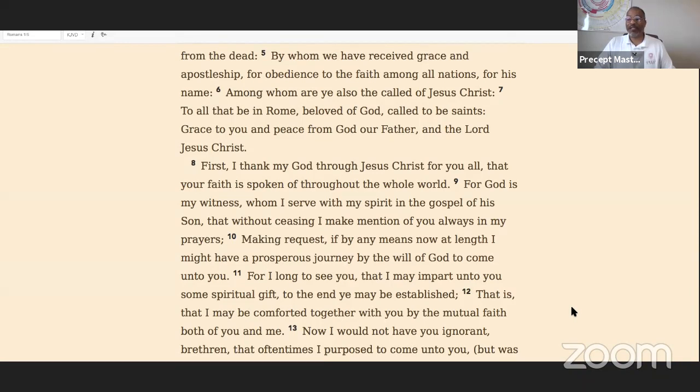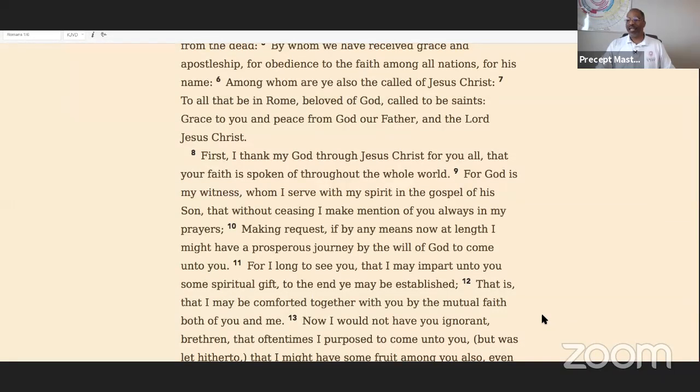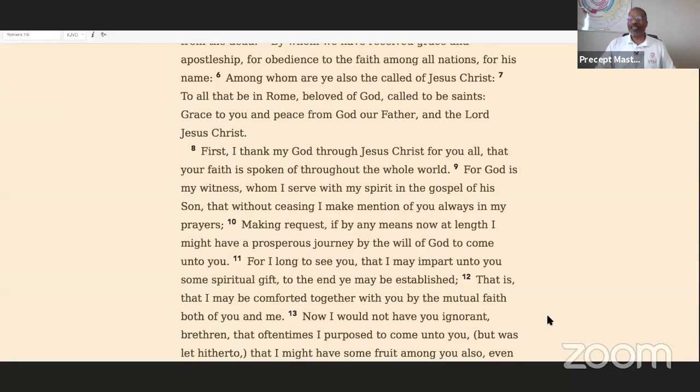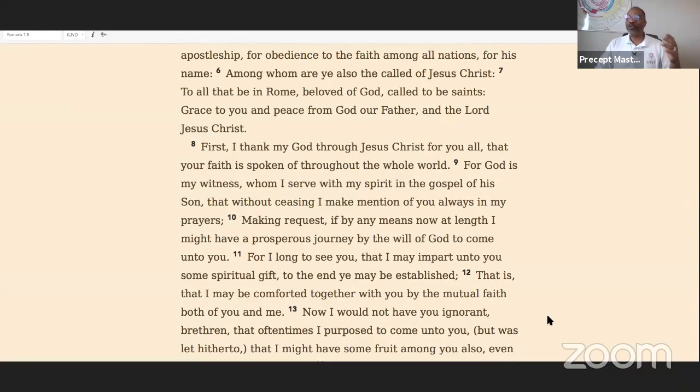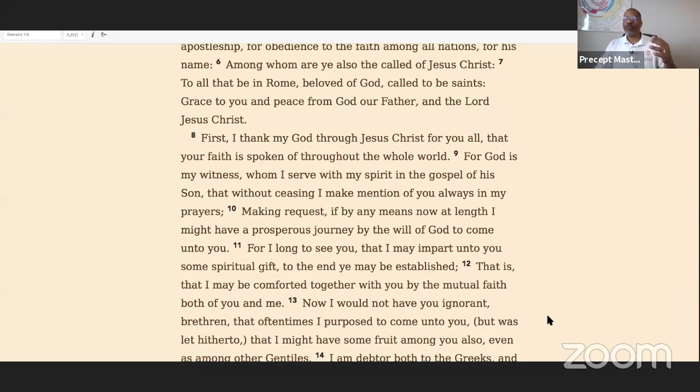I'm telling you, he's making this clear as day. To the end you may be established. That is, that I may be comforted together with you by the mutual faith both of you and me. Mutual faith, that mutual belief, that mutual promise.